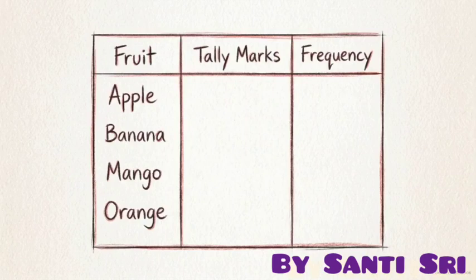Step 1 is to build the framework. Draw a basic table divided into 3 distinct columns. Label the first column fruit, the middle column tally marks, and the final column frequency. Scanning our raw list, we identify 4 unique items. We list them in the first column: apple, banana, mango, and orange.